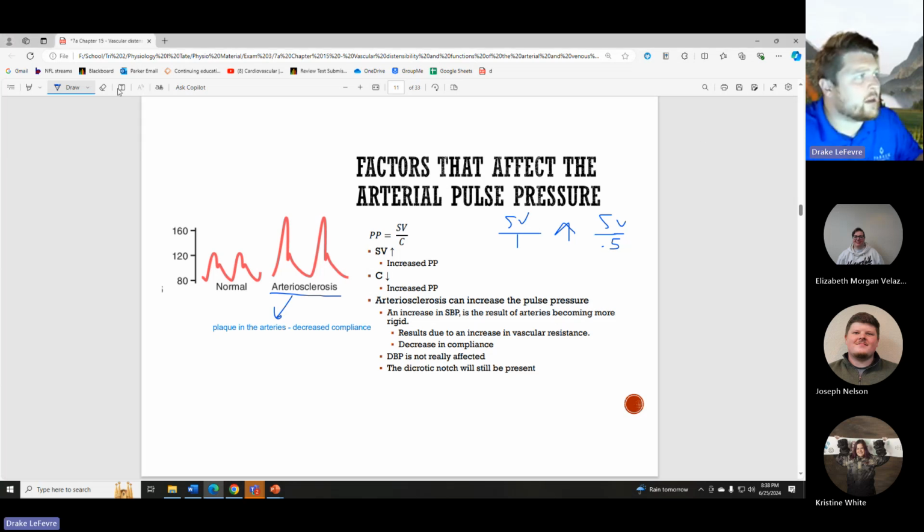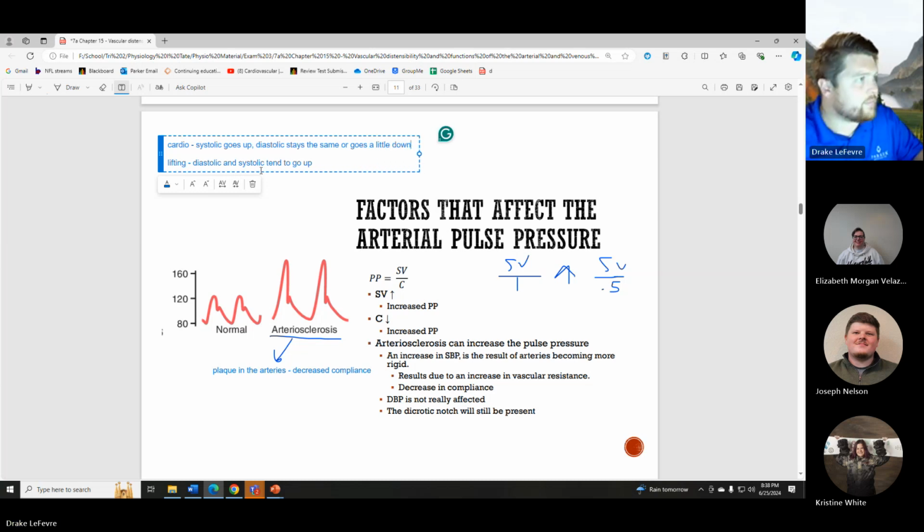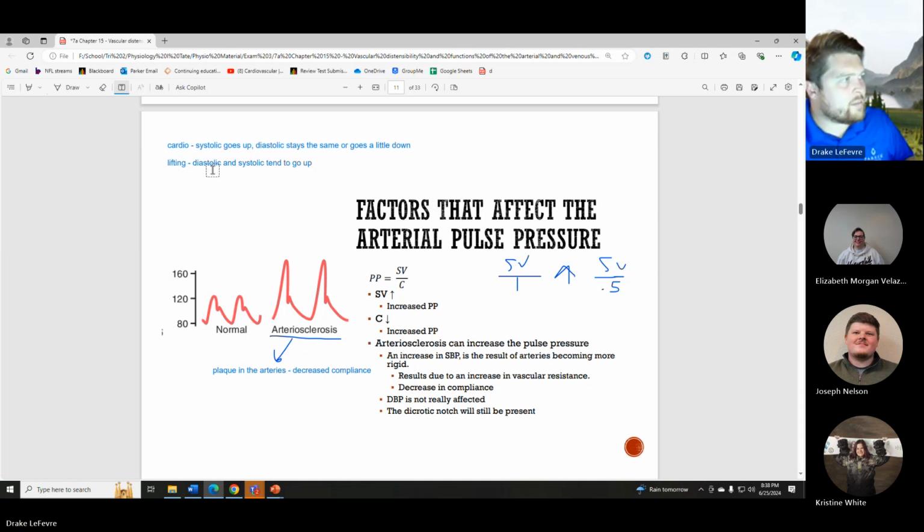Yeah. This will come back later. So diastolic, there's two types of exercise: cardio exercise versus lifting. With lifting, diastolic and systolic tend to go up. With cardio, systolic goes up. Diastolic stays the same or goes a little down. This will come back up in lab. You'll talk about this in lab. But doing stuff like cardio, where you increase your systolic blood pressure, can also increase pulse pressure because your compliance is staying the same. But when you exercise, your stroke volume goes way up.